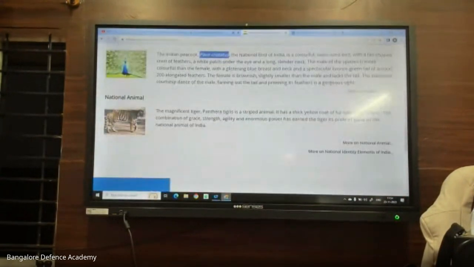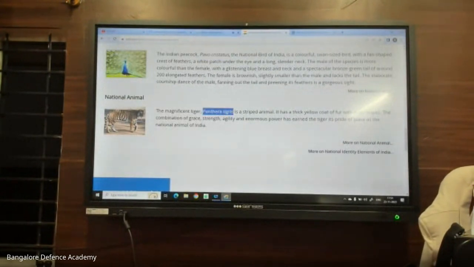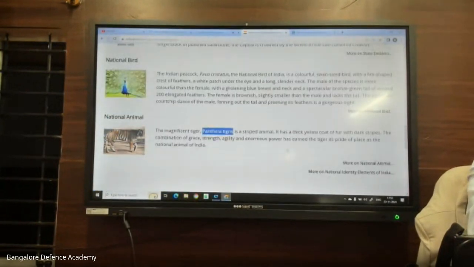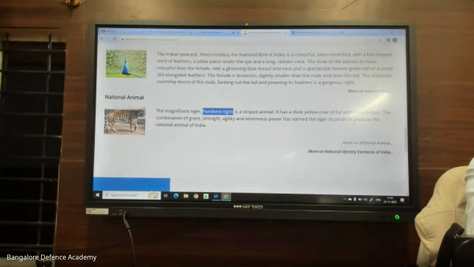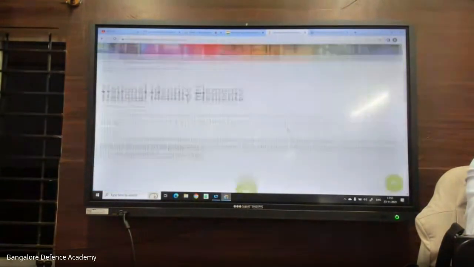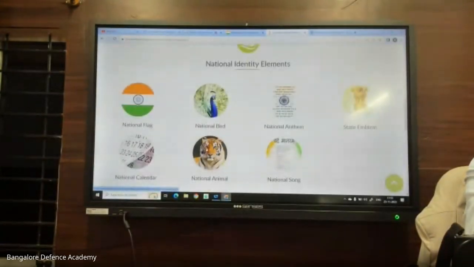Next, write down national animal. What is India's national animal? No. Panthera tigris. Write down. Panthera tigris is our national animal. From today, you should say Panthera tigris. Write down, Panthera tigris. This information I'm giving from the Government of India's website. Okay?